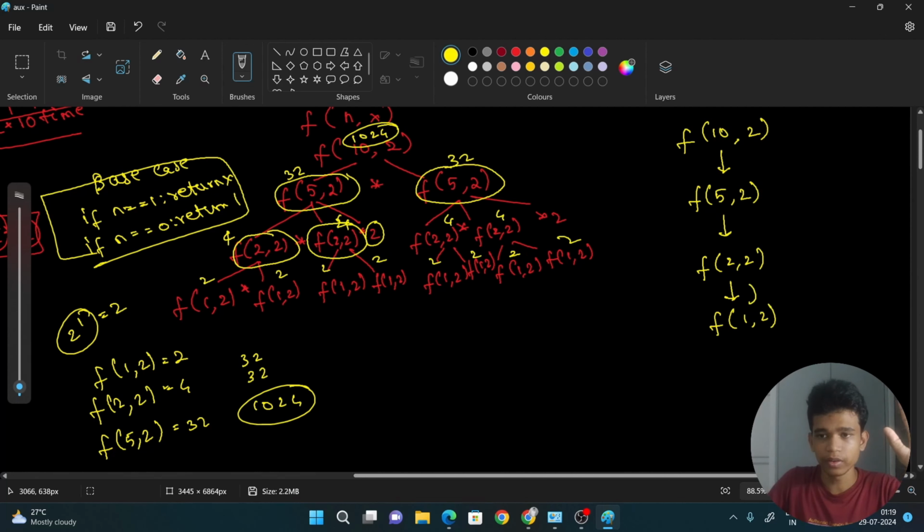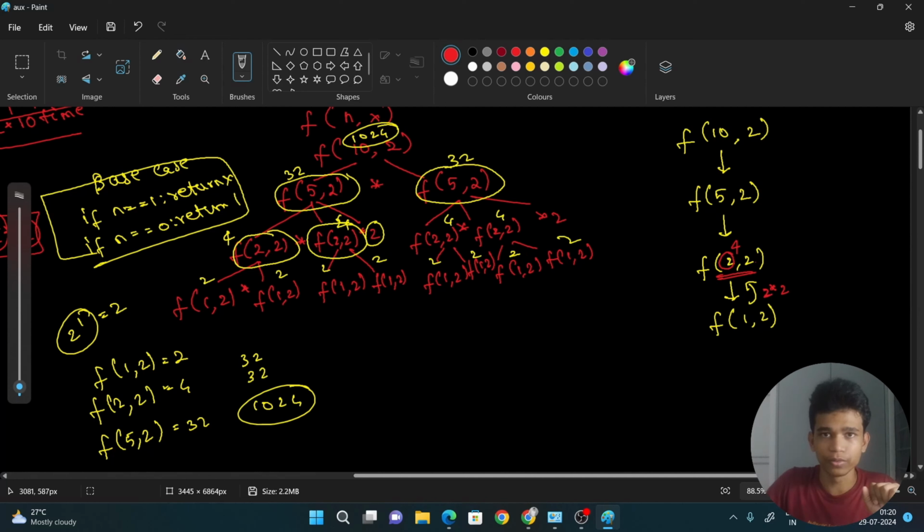Hold on. Now what will it return? 2, right? Just listen to me. It is a very important step. It returned 2. Now it is f of 2 comma 2, right? So this 2 will be multiplied 2 times. Whether it is even or odd, it is even. So what is the value of f of 2 comma 2? It is 2 times 2, so I will get 4.